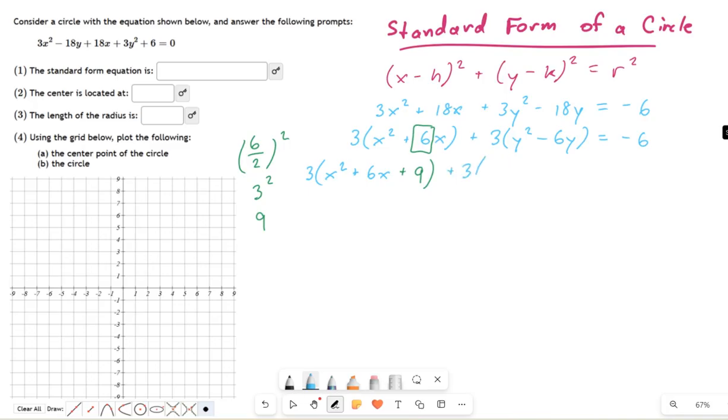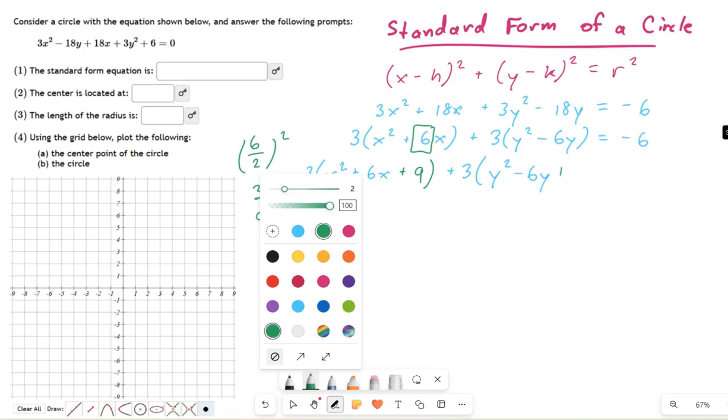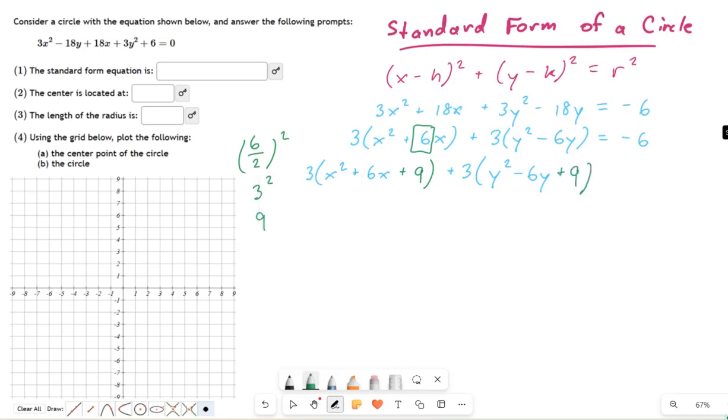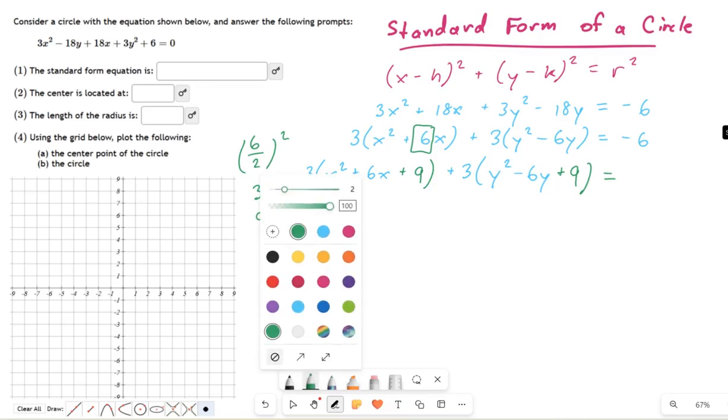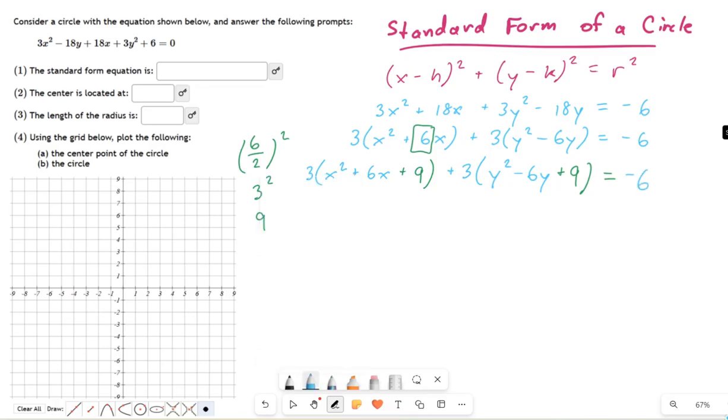And I will do something very similar, though I'm going to skip the actual step of showing you how to do that. You can do it very similarly to what I did, but I'm going to show you the result right here for the y's. So that's going to be a plus 9 for that one. Okay, and what does it equal? Well, it equals that negative 6 from before.